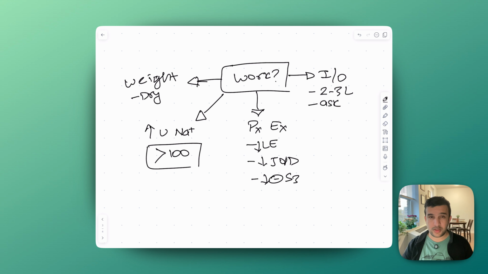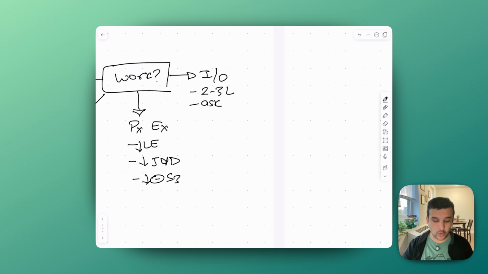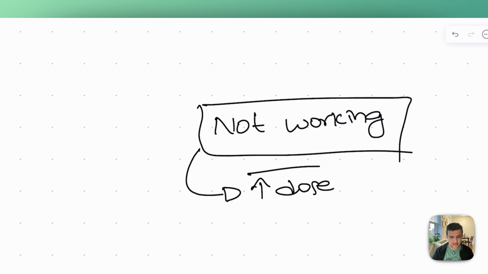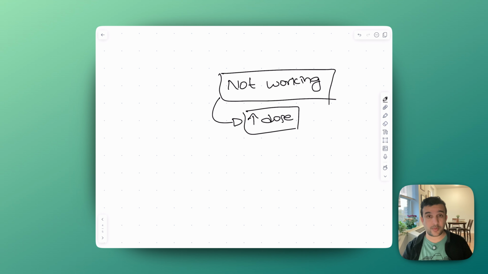Let's say the dose is not working, right? So what do you do? The first thing is you need to increase the dose. And this is something that we need to understand. Say you have around 1 million nephrons in each kidney, right? And you give Lasix. You would block some of the Lasix channels in a certain number of these nephrons, right?